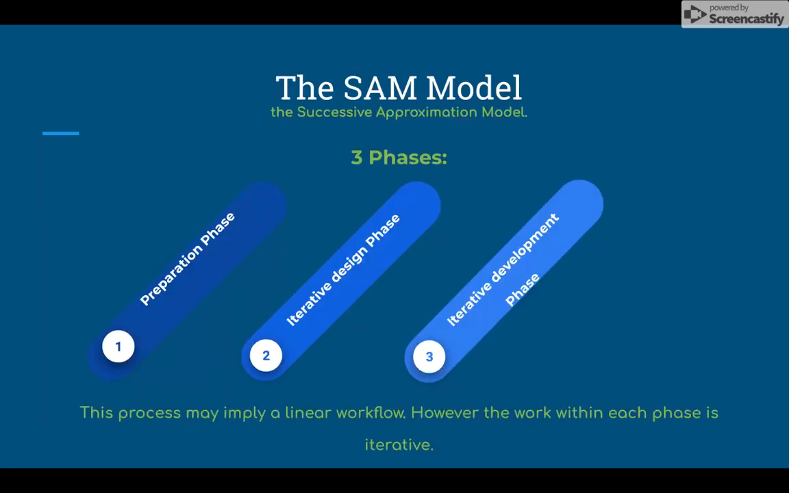The SAM model is divided into three phases: the preparation phase, iterative design phase, and the iterative development phase. At first glance, this process may imply a linear workflow, similar to those of the conventional approach. However, the work within each phase is iterative and supports the transition from definition to design and through development.